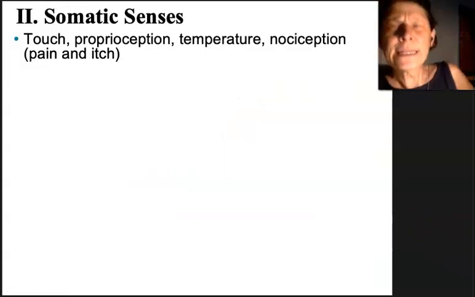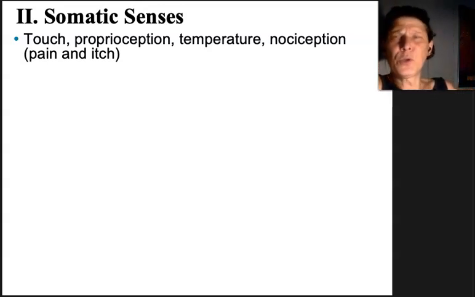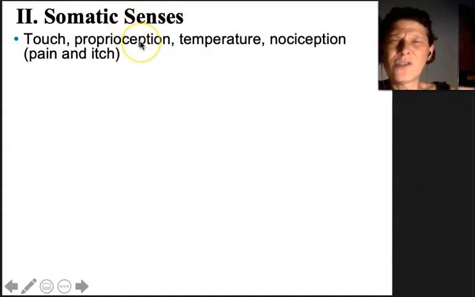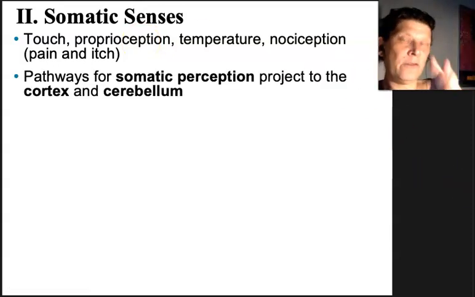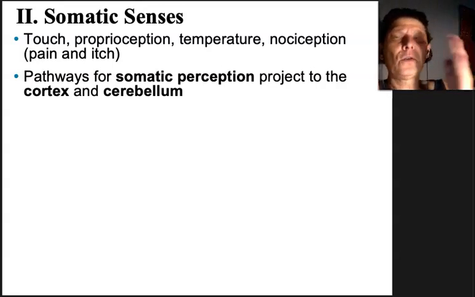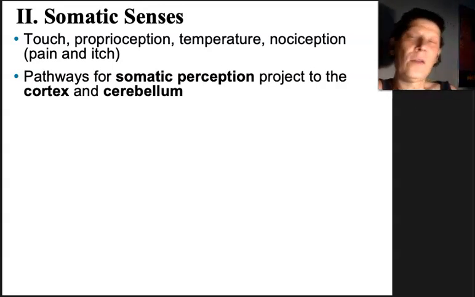Let's take a look at somatic sensory: touch, proprioception, temperature, and nociceptors. Nociceptors are about pain and itch. Temperature, of course. Proprioception is about stretch, and touch is about pressure. Somatic, meaning from the skin. The pathway for somatic perception projection to the cortex and the cerebellum.